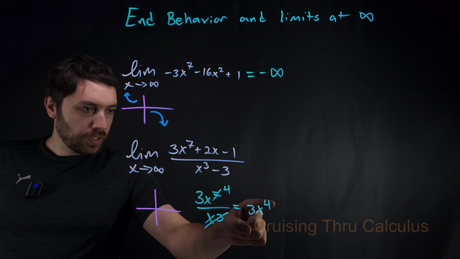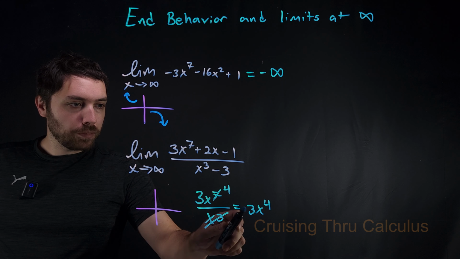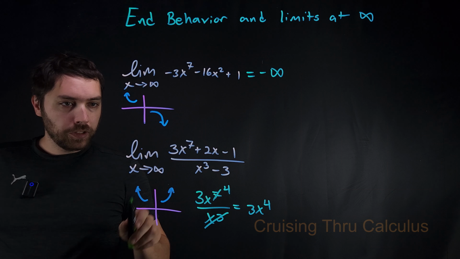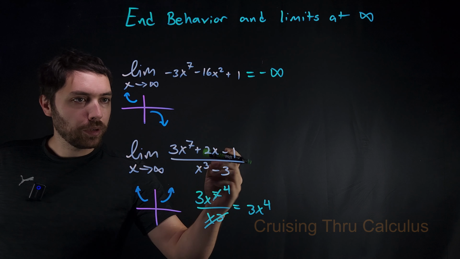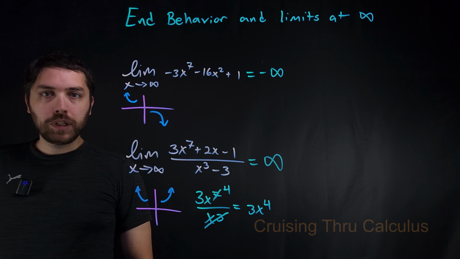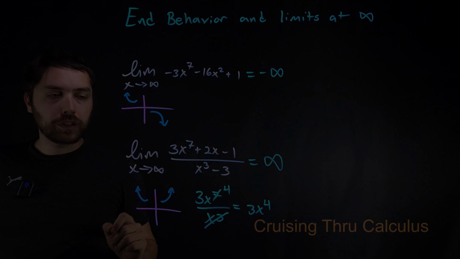Positive leading coefficient, even degree. That means both arrows pointing in the same direction. Positive means both arrows pointing up, like this. So, back to our limit, as x approaches infinity, so as we move further to the right, our graph is going straight up. Feel free to use this when you're using limits at infinity of polynomials or rational functions.